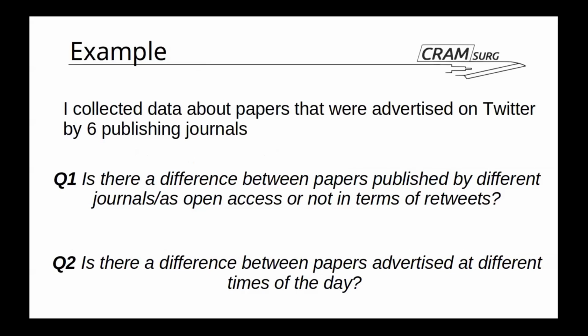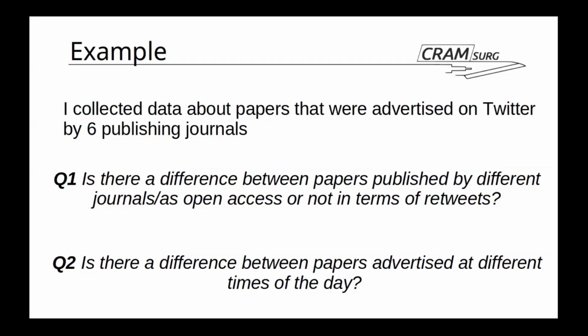So question one we're going to ask ourselves is: is there a difference between papers published by different journals or published as open access or not in terms of retweets? So how belonging to a particular journal as a paper or being published as open access or not can affect the number of retweets. Again, assuming that our data is normally distributed and homoscedastic.